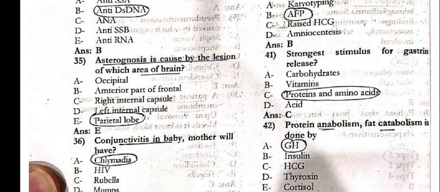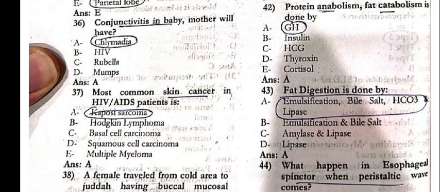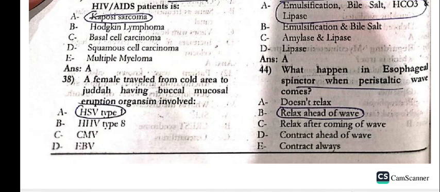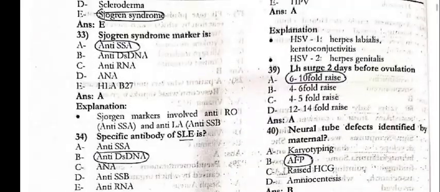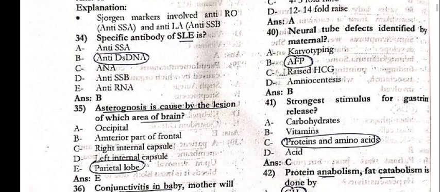Astereognosis is caused by the lesion of which area? The parietal lobe. The conjunctivitis in the baby, mother will have chlamydia. The most common skin cancer in HIV patients is Kaposi sarcoma. 38, the female traveled from the cold area to Jeddah having buccal mucosal eruptions, organism? That is HSV type 1. Next, question number 39, the luteinizing hormone surge 2 days before the ovulation, 6 to 10 fold. Neural tube defects identified by the maternal AFP.